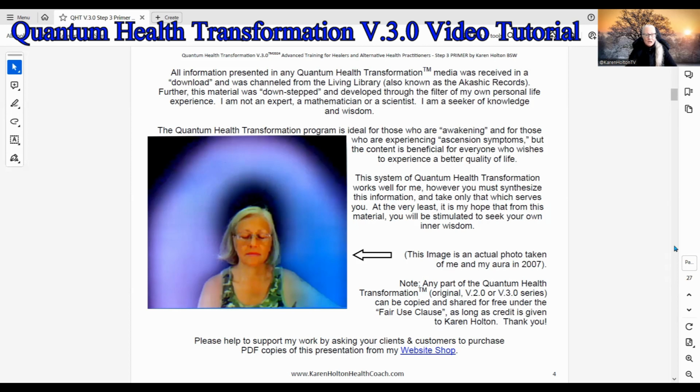The Quantum Health Transformation Program is ideal for those who are awakening and for those who are experiencing ascension symptoms. But the content is beneficial for everyone who wishes to experience a better quality of life. This system of quantum health transformation works well for me. However, you must synthesize this information and take only that which serves you. At the very least, it is my hope that from this material, you will be stimulated to seek your own inner wisdom.